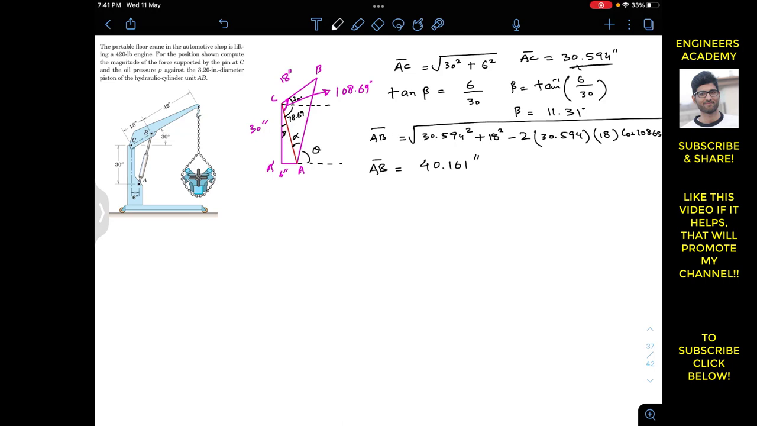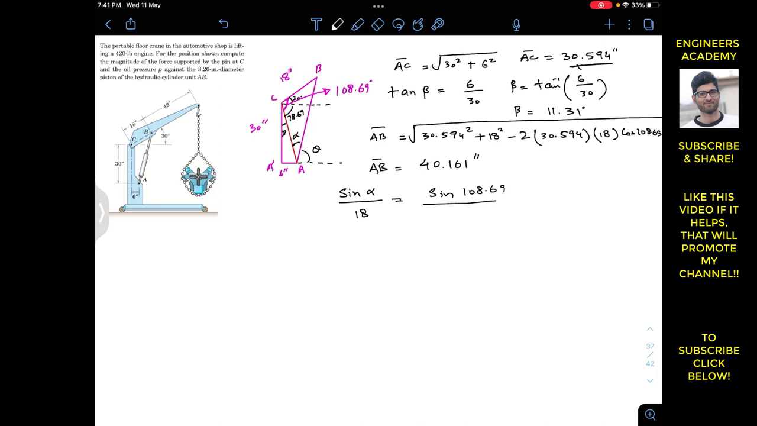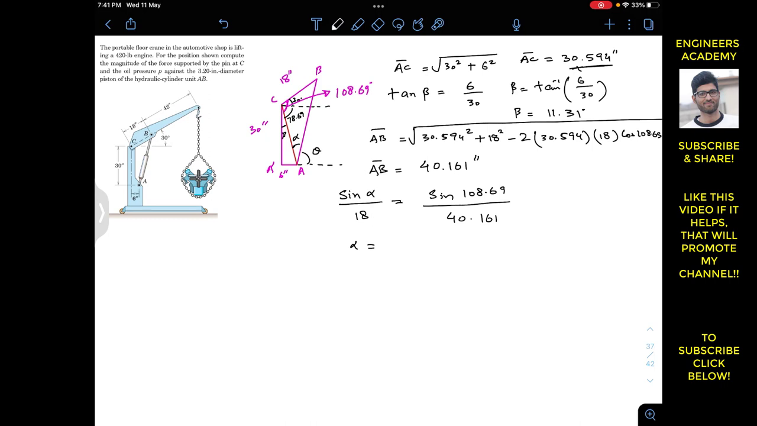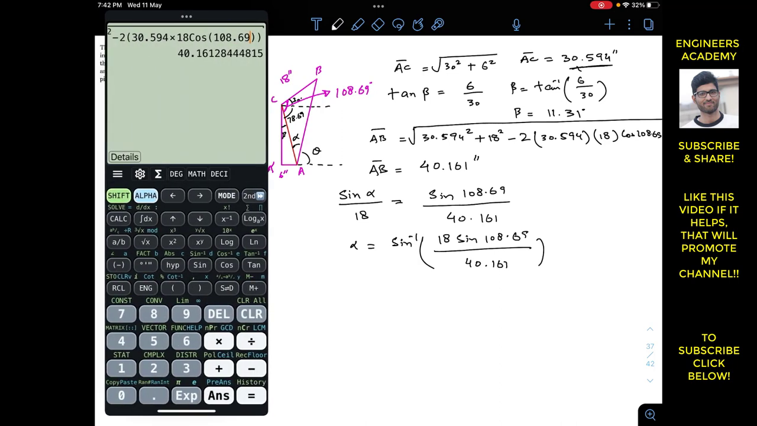Now we can find that alpha angle by applying the sine law. So by sine law, we can write sine of alpha divided by the magnitude of the opposite side. The opposite side is BC, which is 18, that will be equal to sine of 108.69 divided by the length of the opposite side, which is AB, 40.161. So from this we can write that alpha is equal to sine inverse of 18 sine of 108.69 divided by 40.161. So this gives us that angle alpha equals 25.122 degrees.